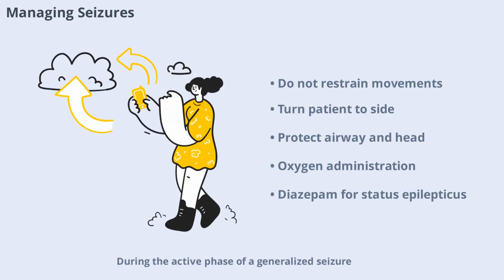During the active phase of a generalized seizure, never attempt to restrain the patient's movements or place any object in their mouth. These actions can cause harm. Instead, turn the patient to their side to protect the airway and place protective padding under their head to prevent injury. After the seizure, continue monitoring the airway and vital signs. Oxygen can be administered via mask or nasal cannula.